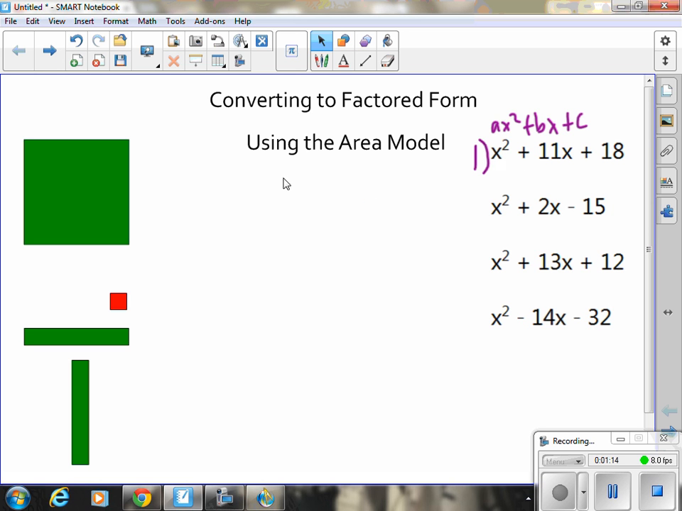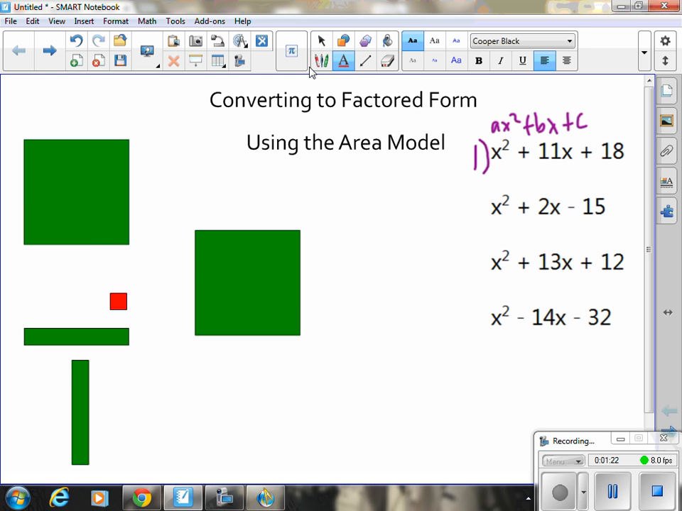So here goes. I've got a quadratic term of x squared. So I know I'm going to need one of these squares. Remember that this square is an x by x square, so it has an area of x squared. By bringing this portion into my area model, I'm taking care of that quadratic term. Okay, that's the easiest term to take care of.